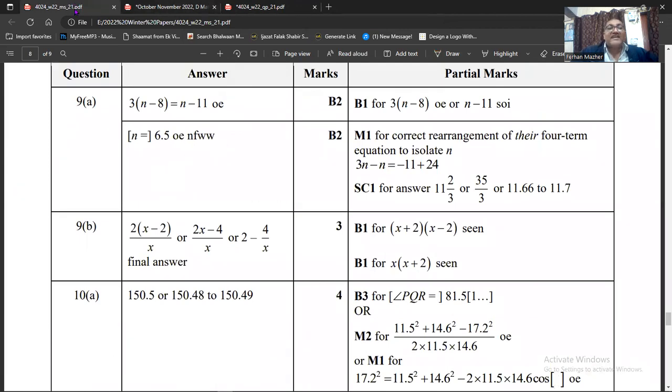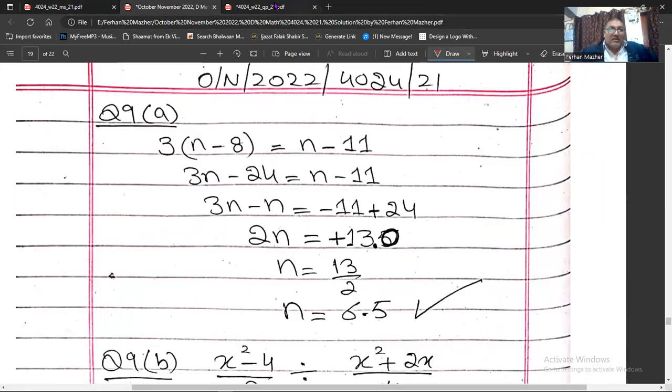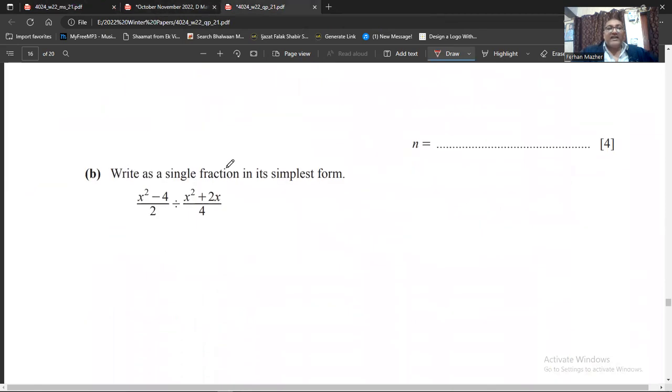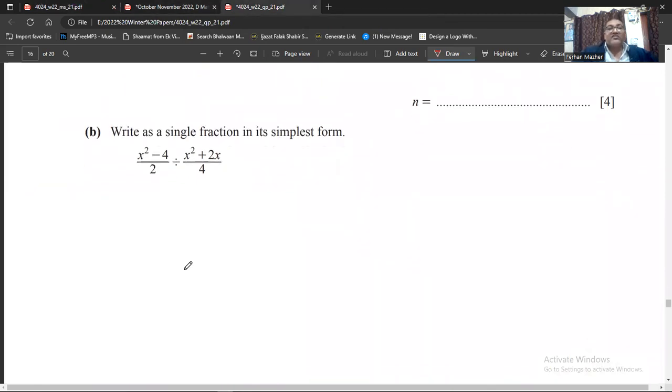So our answer is right, sir. That was the 4 marks part. And the B part of question number 9, he says, write as a single fraction in its simplest form.